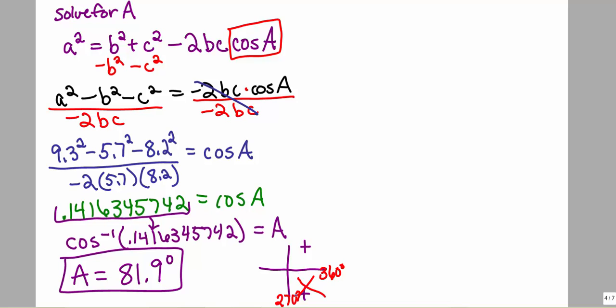So for cosine, if the cosine value is positive, then we are only choosing angles from quadrant 1. So this is the only possibility for what the angle A could be. There's no ambiguity, no confusion. This is the only option that we have to choose from for angle A. And we solve for the largest angle because it's opposite of the longest side, so this is the largest angle in the triangle.